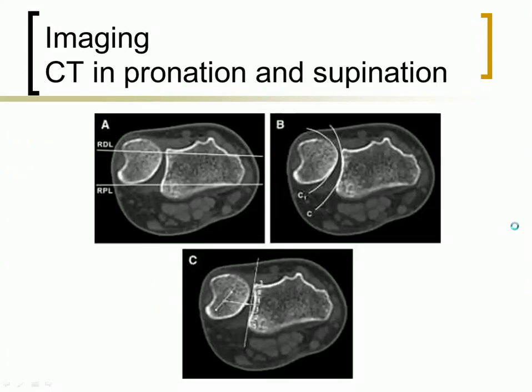CT is the best way to evaluate DRUJ instability. Regular x-rays are not reliable. One should order limited cuts through the DRUJ of both wrists in pronation, neutral, and supination. There are different radiographic criteria for diagnosis, and this too is not exact, since there is a lot of variability in the amount of translation.